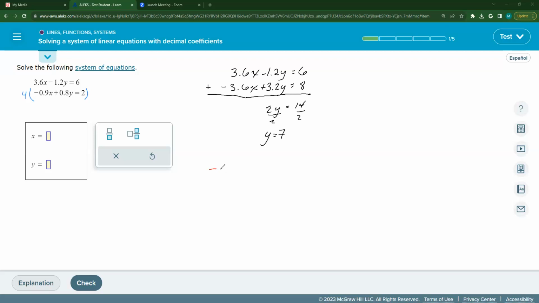So I have negative 0.9x plus 0.8 times 7 equals 2. So negative 0.9x plus 8 times 5 is 56. One decimal is going to be 5.6 equals 2. Get the x by itself. So I'm going to subtract the 5.6.